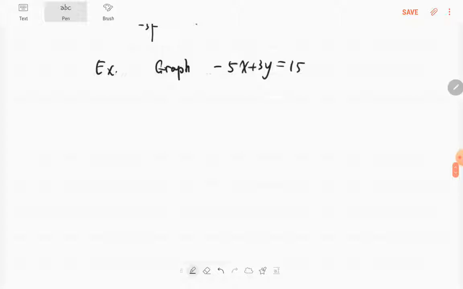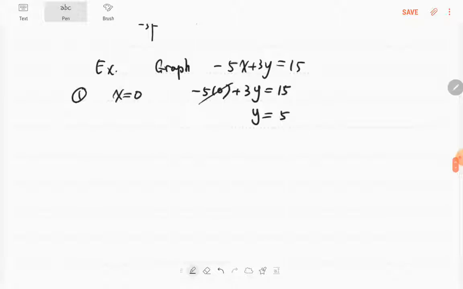So we still do the same thing. We can set the value for x, then solve for y. We can also pick the value for y, then solve for x. For example, the first point will be x equal to 0, because we pick the convenient value to calculate, right? So this time we use 0 to replace x, then we only have the y term. Then solve for y, we get y equal to 5. So the first point is (0, 5).